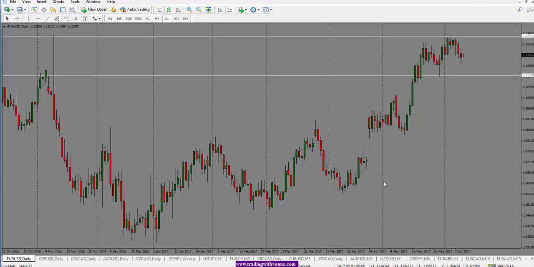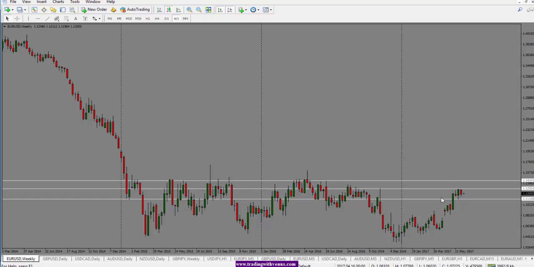Let's move on to our charts here. We are looking at Euro US dollar chart here. Looking at the weekly chart, we can see that price has traded in a range for the last 3 weeks. The top of the range is 112.90, whereas the bottom of the range is 110.1100.